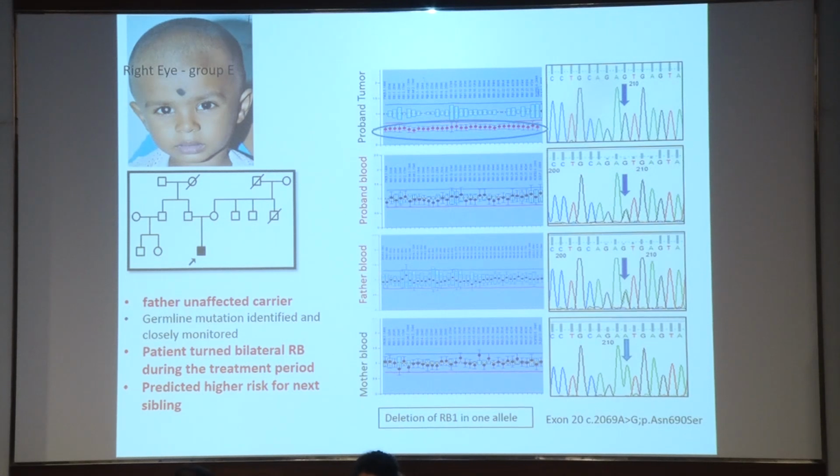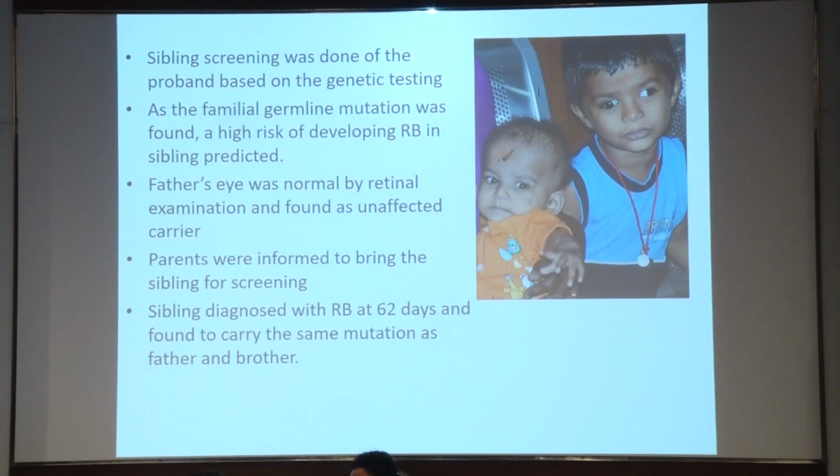The right eye had group E retinoblastoma, and as the patient was getting treated, the risk was predicted that the next sibling would have a chance of retinoblastoma. The sibling screening was done, and the familial germline mutation was found. A high risk of developing RB in the sibling was predicted. The father's eye was normal, so please remember, the father is an unaffected carrier. The first child had a similar mutation to the father. Father unaffected, child affected, and the next sibling had a high risk of retinoblastoma.